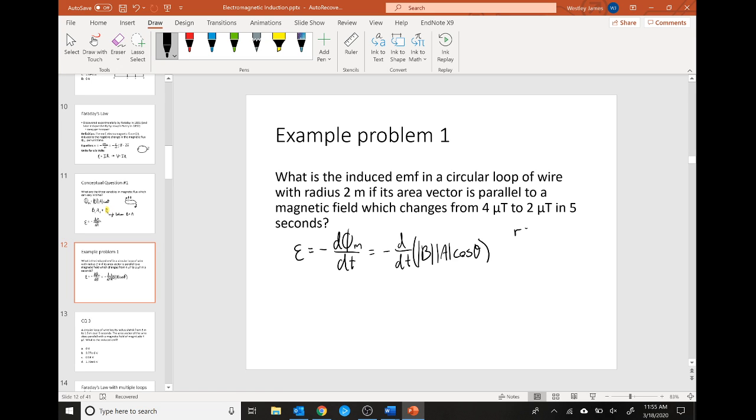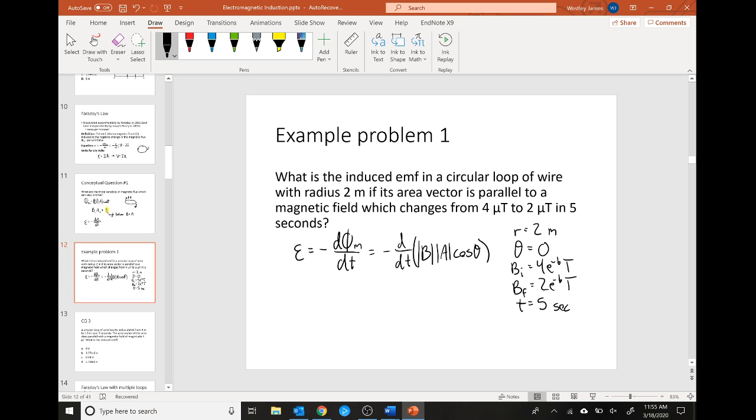So I gave you a radius of 2 meters. I gave you that the area vector is parallel to the magnetic field. If they're parallel, that means that theta is going to be 0. And we have a magnetic field initial, which is 4 e to the minus 6 Tesla, microtesla. Micro is to the minus 6. And the final magnetic field is 2 e to the minus 6 Tesla, and this occurs over 5 seconds. So once we write out our variables, it's pretty straightforward. What is the thing that's changing? It's the only one that has an initial and a final.